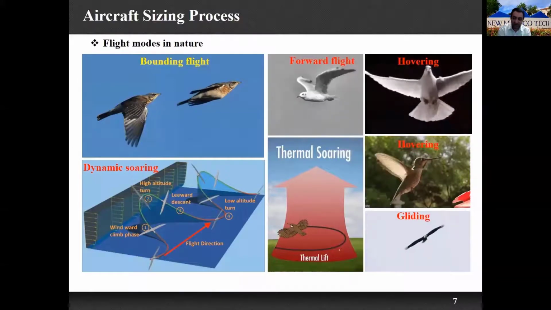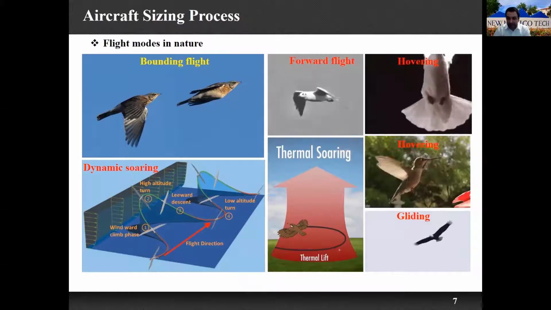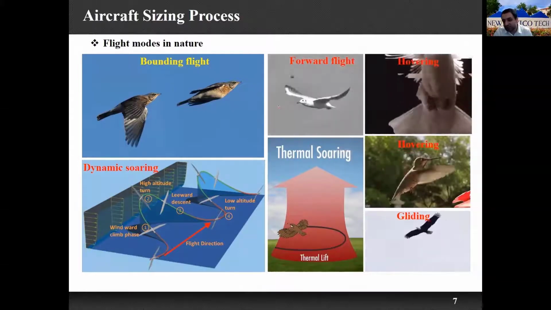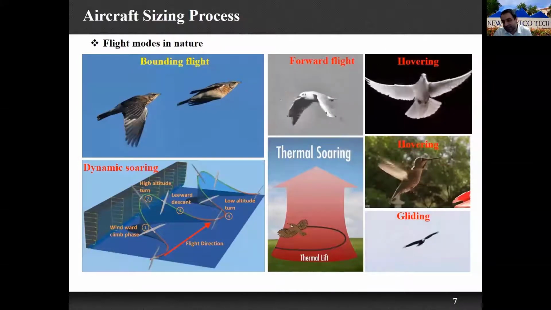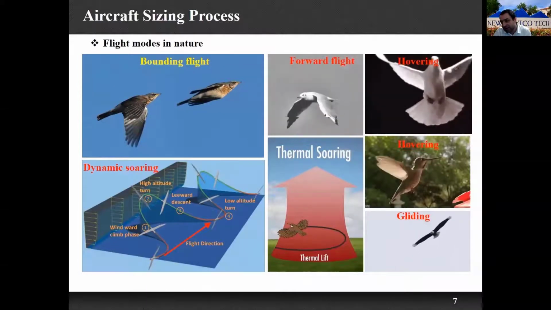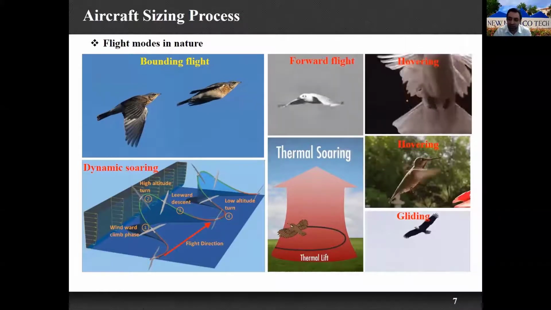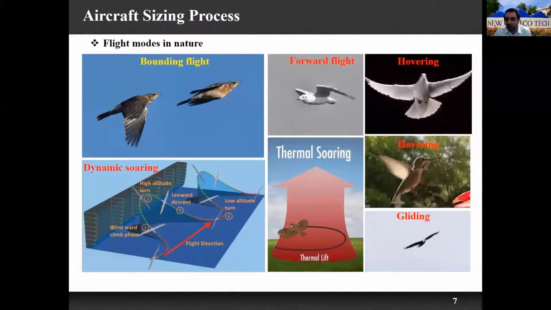So these are the different flight modes that the birds apply. The first one is forward flight, just simple flapping wings, which you can see here in this pigeon which is flying. You can see the hovering, that's this hummingbird, or actually this pigeon, they are doing hovering.